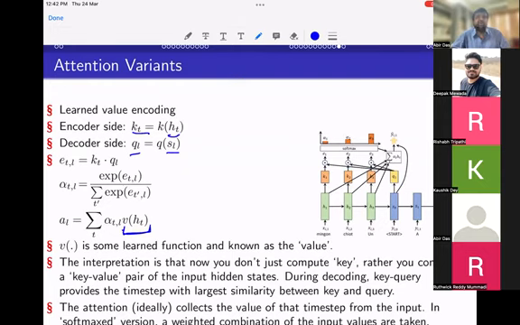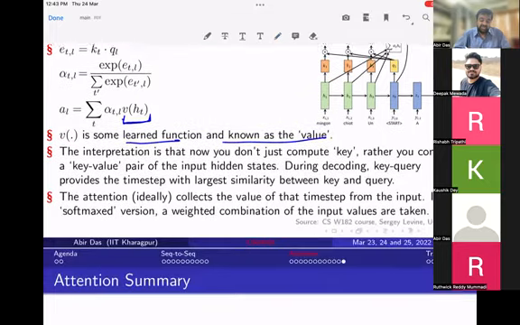So why don't we go for a functional representation of the HT when we are sending it? So not directly sending the HT, but sending a functional representation of HT. And this V is also a learned function. Again, it can be a linear followed by some non-linearity, say ReLU, and so on. So it's some learned function and known as the value.